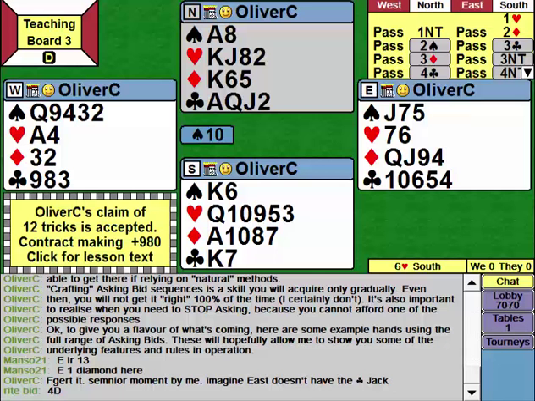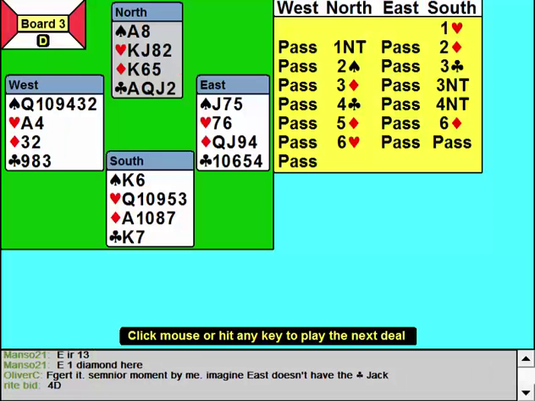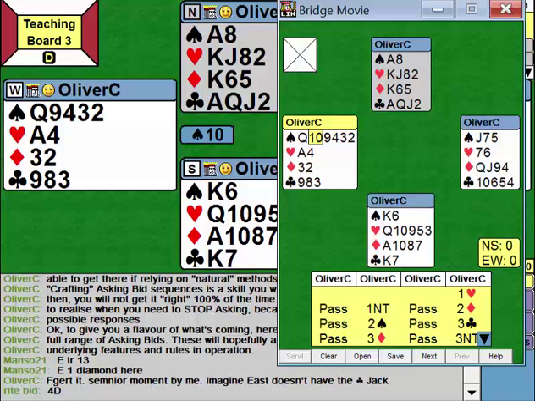Okay, and West is going to lead the ten of spades. We're going to claim. Okay. Any questions about that hand?